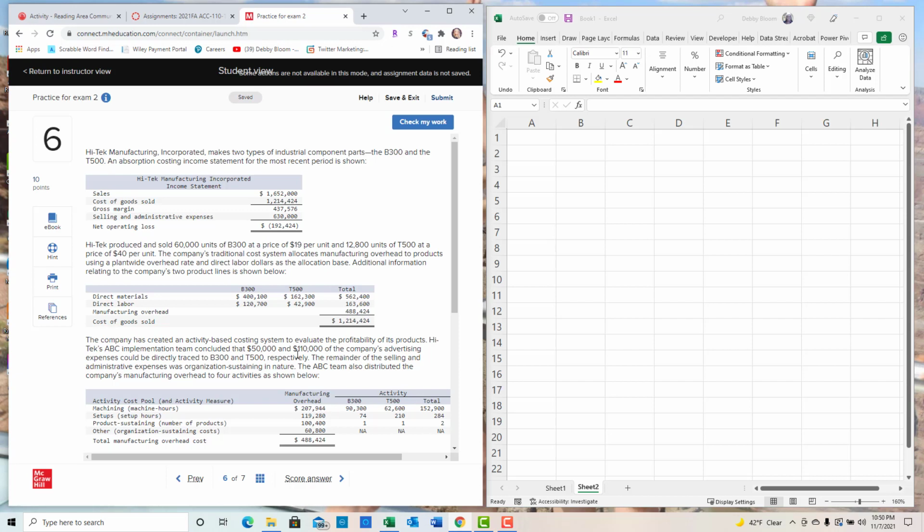They concluded that $50,000 and $110,000 of the advertising expenses could be directly traced to B300 and T500. The remainder of the selling and administrative expenses was organization sustaining in nature. They also distributed the company's manufacturing overhead to 4 activities as shown below.